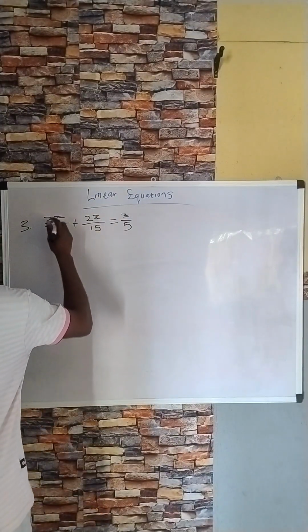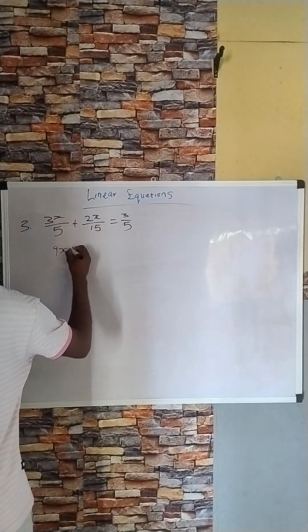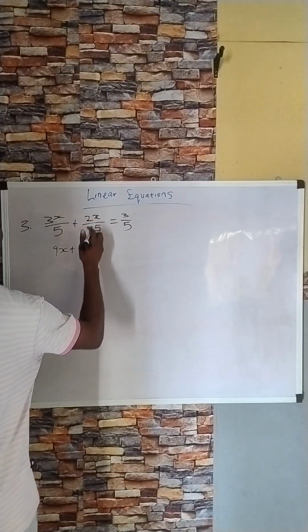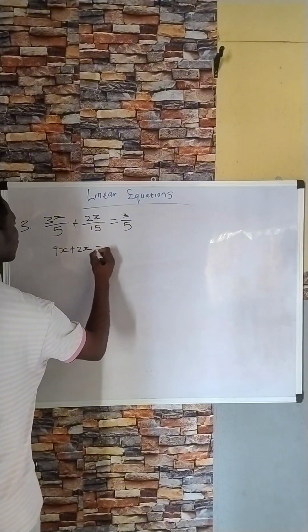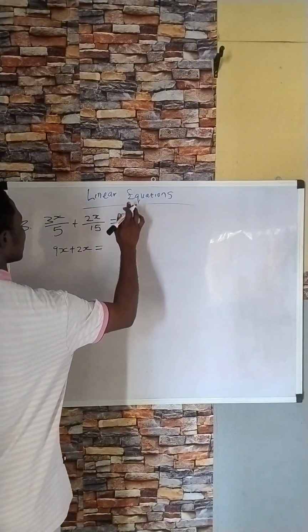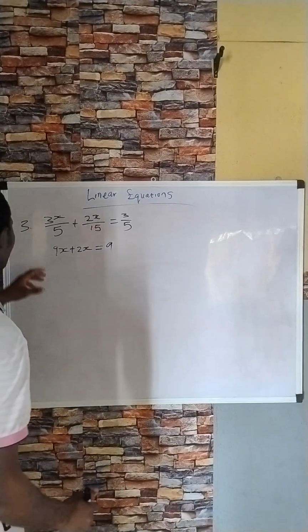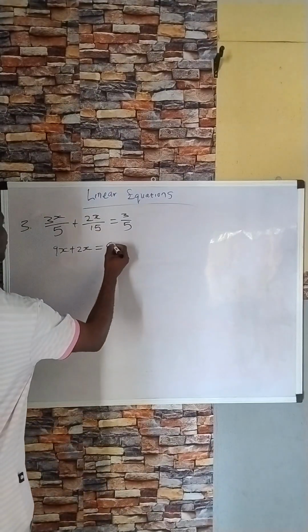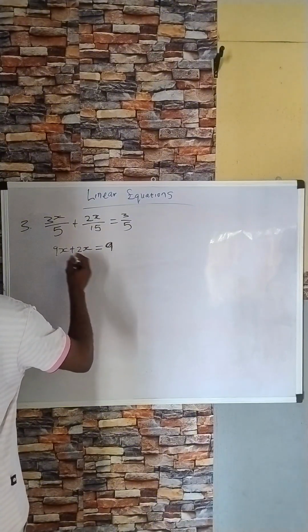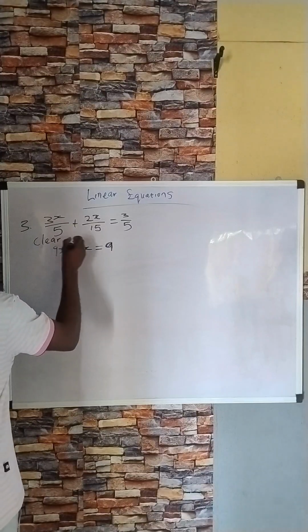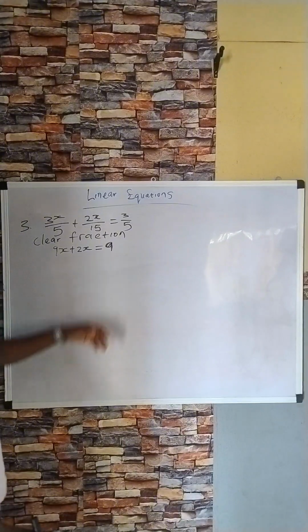So what we have here is 3 times 3x is 9x plus 1 times 2x is 2x equal to 3 times 3, which is 9. So this is what we are going to have after clearing the fractions here.